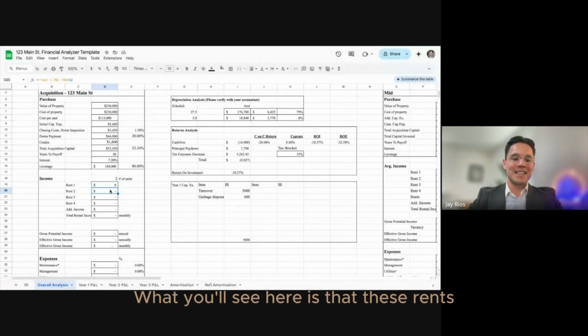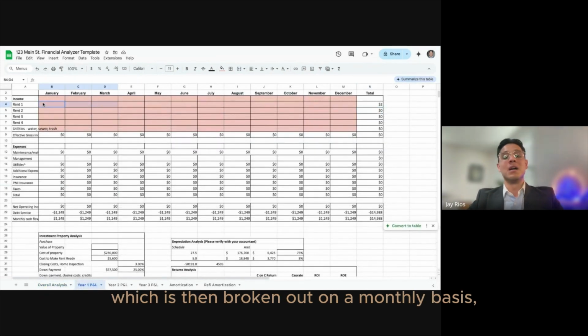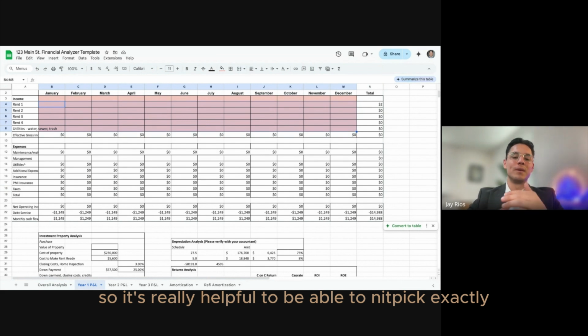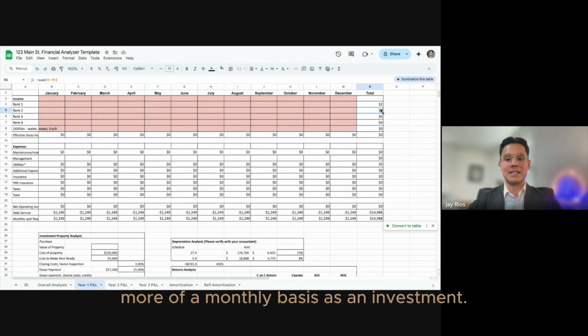What you'll see here is that these rents are actually correlated with the next tab, year 1 profit and loss, which is then broken out on a monthly basis. So it's really helpful to be able to nitpick exactly how you expect each month to go. Ultimately, it is on more of a monthly basis as an investment.